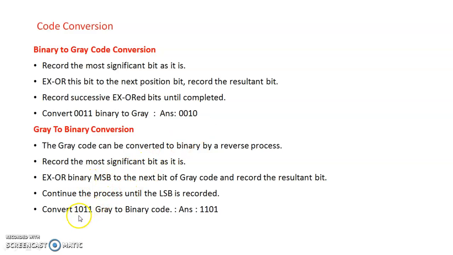For example, you are given the number 1011. Again you have to take this one as the MSB bit. This is the LSB bit and this is the MSB bit. Take the MSB bit as it is. After that, that resultant bit is again XORed with the next adjacent bit. So 1 XOR 0, you will get 1 again. So the output bit is 1. 1 XOR 1, you will get 0. 0 XOR 1, you will get 1. So the binary equivalent of gray code 1011 is 1101. So this is the gray to binary code conversion.